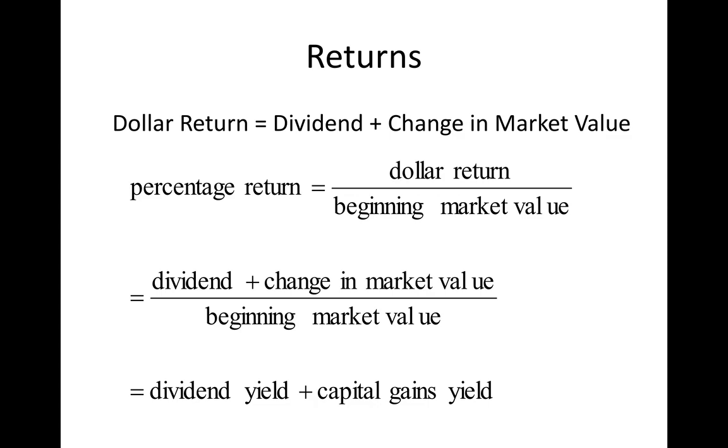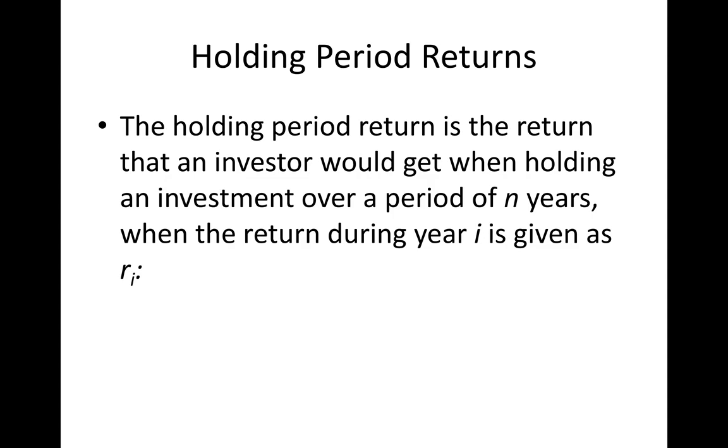And so when you divide it by your beginning market value, which is your initial investment, you have the percentage return. Now, that dividend divided by your initial investment tells you your dividend yield, and then the change you may have experienced in the market value now tells you your capital gains yield when you divide it by the market value.